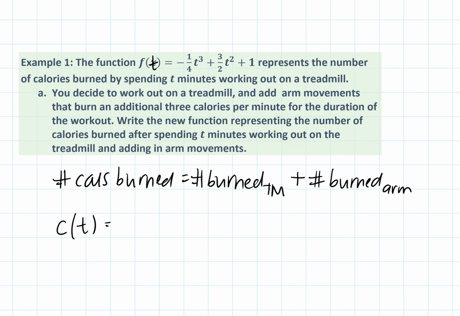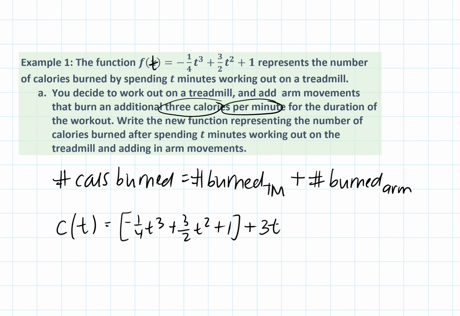So the number burned by the treadmill, that's just negative 1/4 t cubed plus 3/2 t squared plus 1. Plus, it says you're burning 3 calories per minute. So 3 times t, the number of minutes. If you work out for 1 minute, you burn 3 calories. If you work out for 10 minutes, you burn 30 calories, 3 times the number of minutes that you've burned. We can actually leave it like this. We could box it in. Now, often we'll write it in standard form because that's not a whole lot of extra work. So here you go.